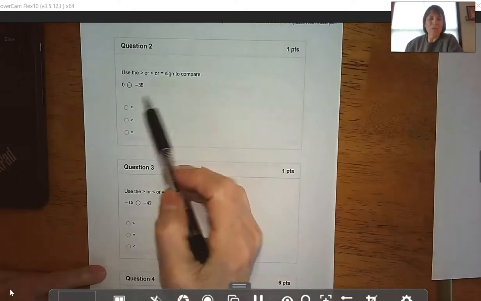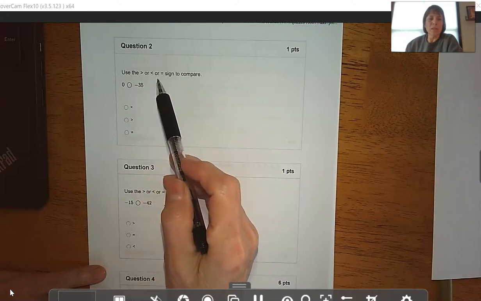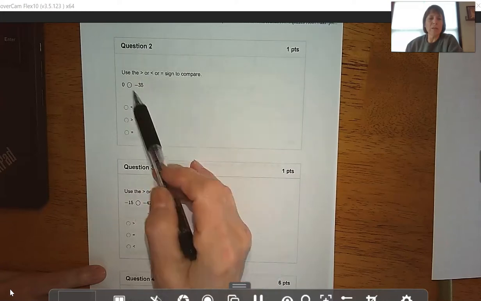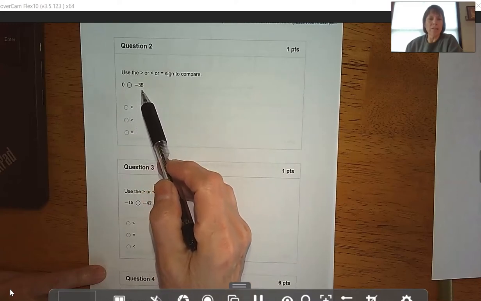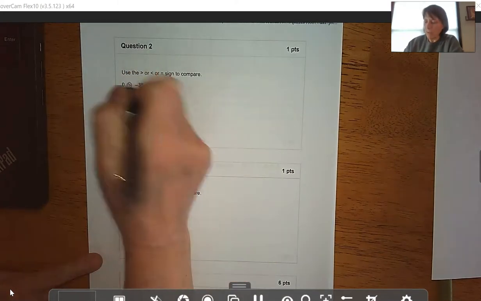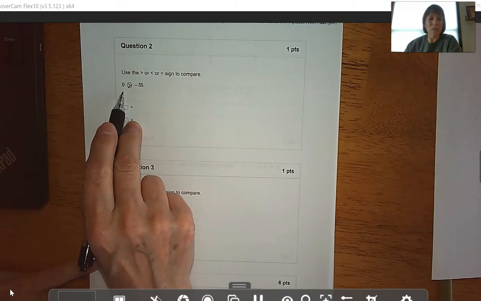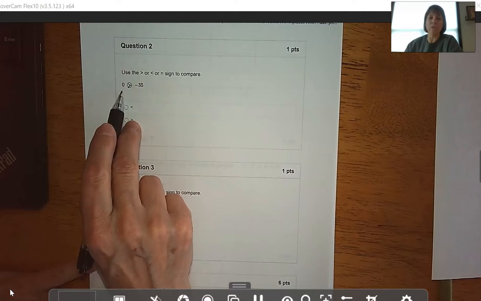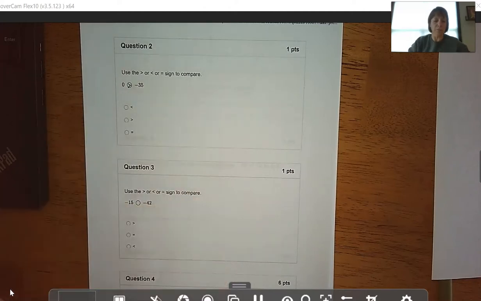Okay, same thing for question 2 here. We're going to compare using the greater than, less than, or equal signs. 0 is to the right of -35, so 0 is greater than -35. Be careful here. A lot of times we want to think that 0 is smaller than all of the numbers, but it's bigger than all of the negative numbers. When you're comparing 0 to a negative number, 0 will always be larger.